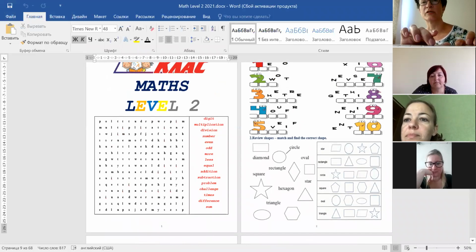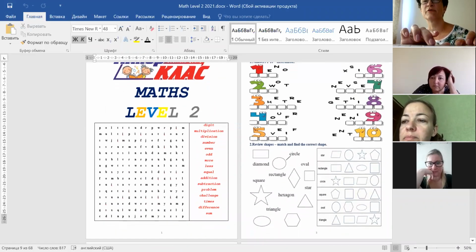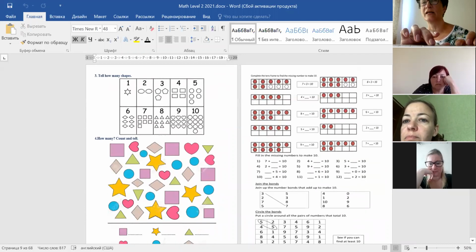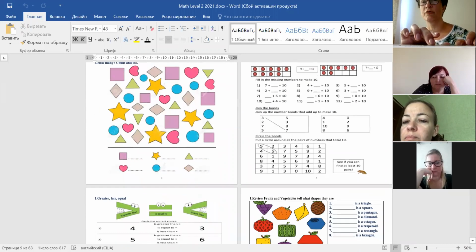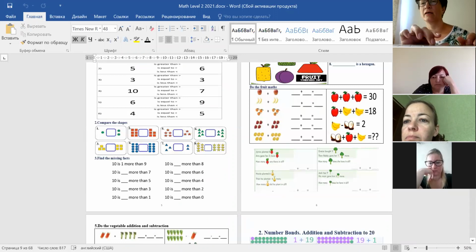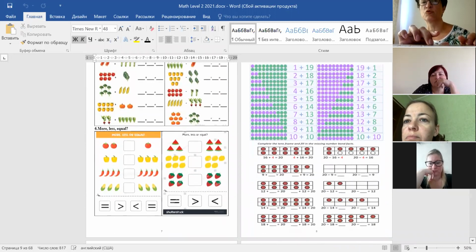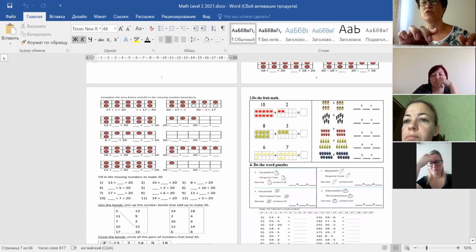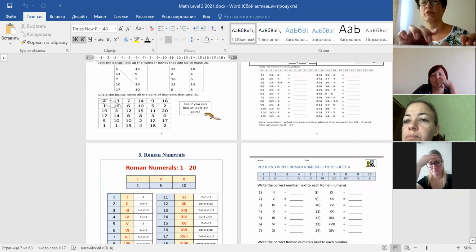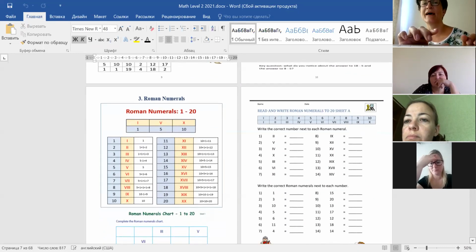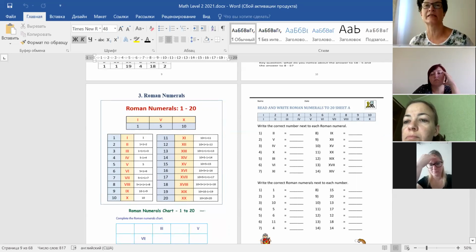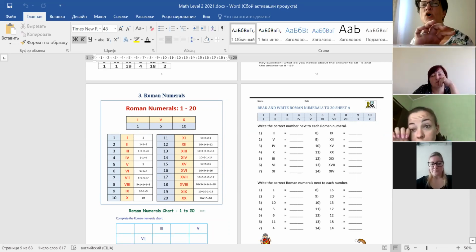Okay, so you see number bonds here, yeah? These are very simple tasks that we already had. They are for revision. Again, we see here all these additions, then addition and subtraction. I just didn't want to delete this part. It is good for revision. And then when our kids review the subtraction and addition from 1 to 20, we can add Roman numerals here.